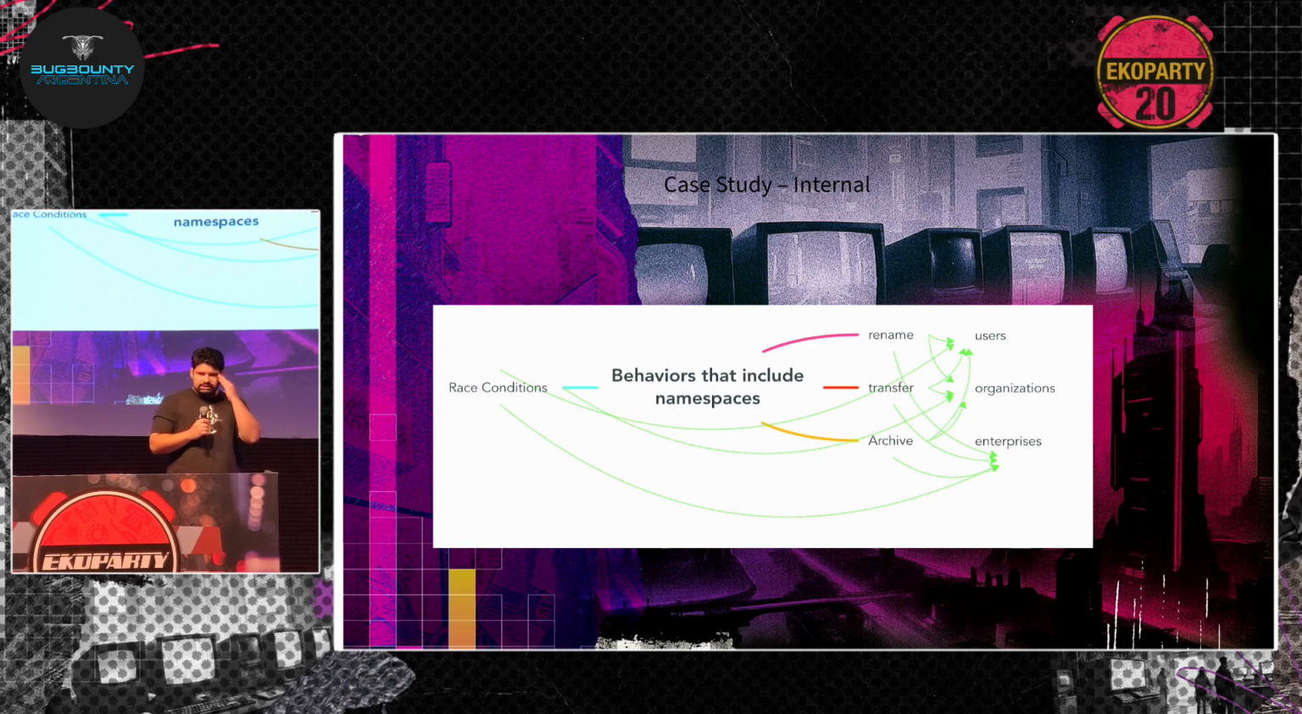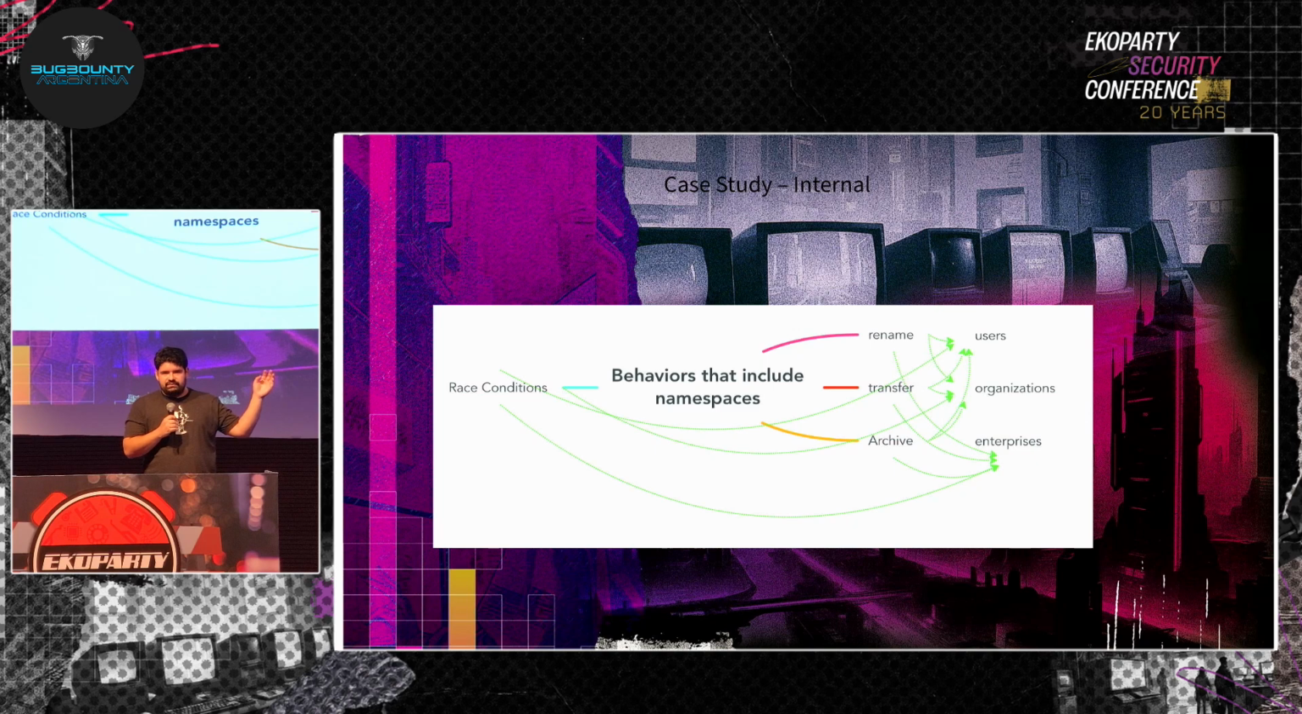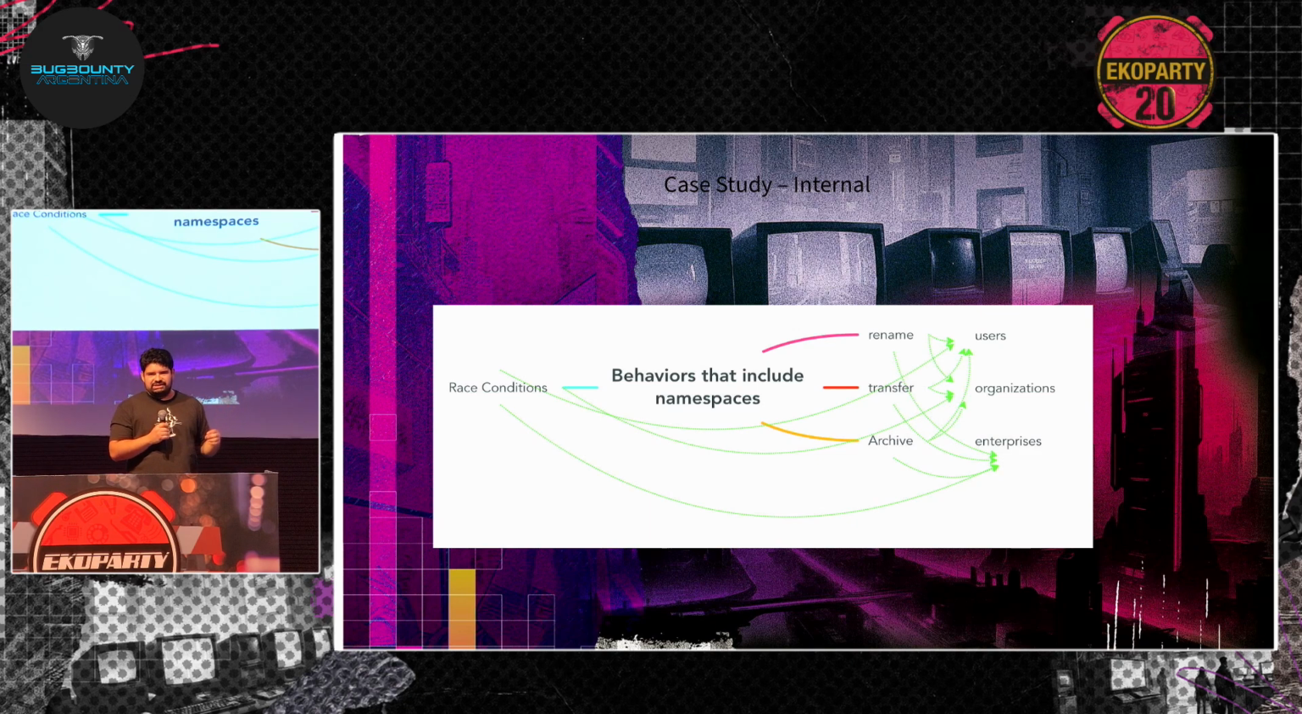So I was like, what's the kind of behavior that includes a namespace? And I thought to myself, renaming. When you rename an account, an org, an enterprise, or a user account, what happens then? What about transferring? What if I transfer from one account to another account? What happens if I archive? Will that namespace be reserved? I started asking myself all these questions. And then obviously race conditions. Around this time, James Kettle released his research on race condition stuff, right? So I was like, oh, let's include that in the way I'm going to break down this bug.